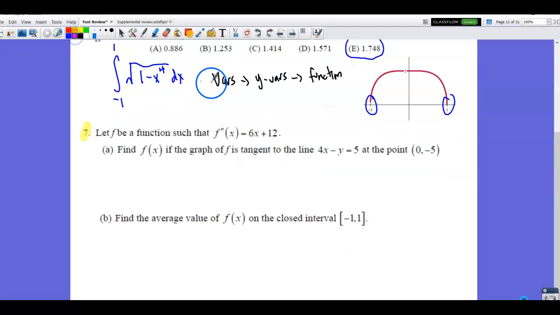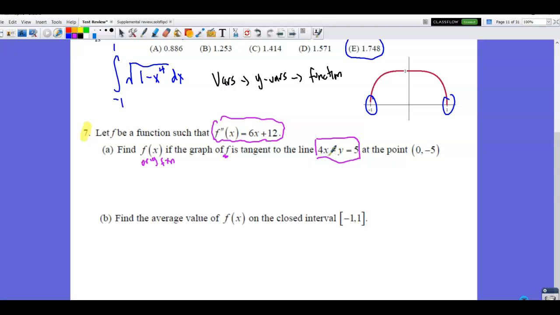Problem number 7. In 7, they give us a second derivative to be 6x plus 12, which is linear. They want us to find f of x. They want us to go back to the original function, so that is our ultimate goal. So we know we're going to do some anti-differentiation to go from the second derivative to the first derivative to the original function. If the graph of the original function, notice how I'm reading, is tangent to the line 4x minus y equal to 5.